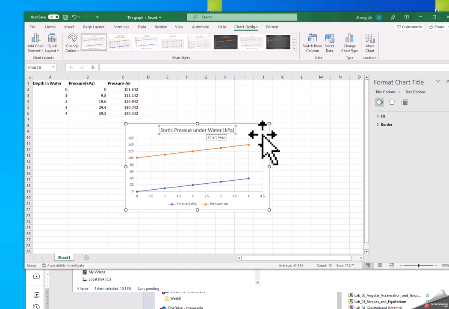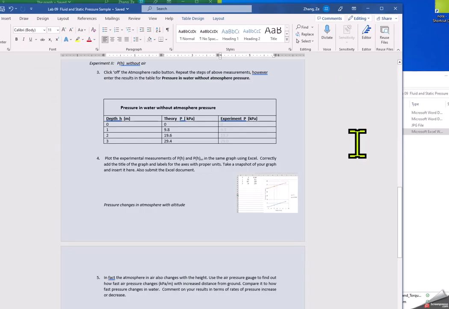Pascal is Newton per meter squared. The bottom one is without the air, so that's simply the weight of the water. The actual pressure is this one, because the air is on the top. This is what you do in the lab. After you make your plot, you want to insert it here.